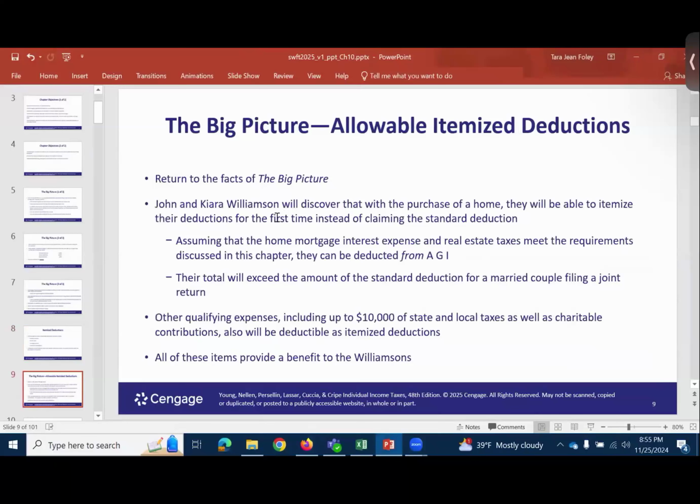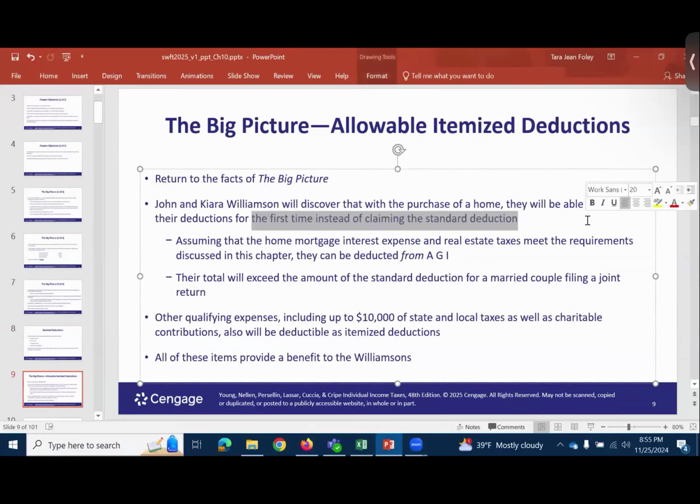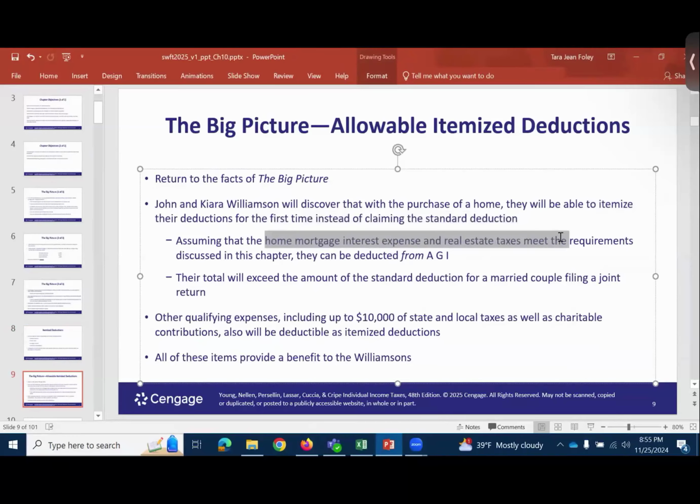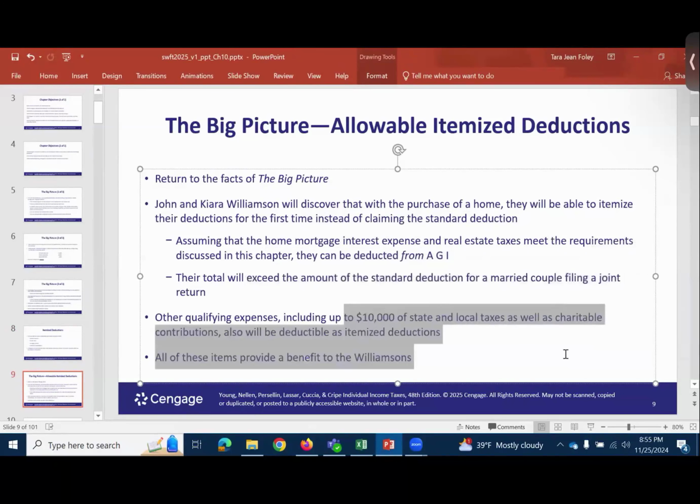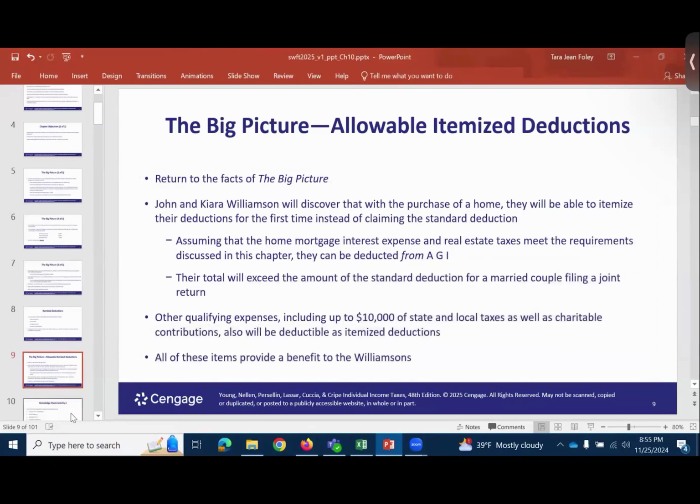Back to the facts. John and Kira discovered that with the purchase of a home, they will be able to itemize their deductions for the first time instead of claiming a standard deduction, which I just described to you. The home mortgage interest and real estate meet the requirements and they can be deducted from AGI. Their total will exceed the standard. So that's what they're looking at. They're itemizing that. Other expenses up to $10,000 for state as well as charitable could also be deducted.